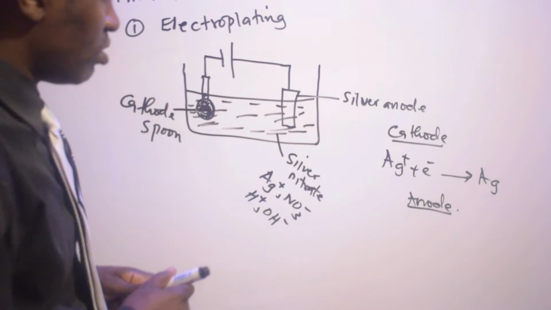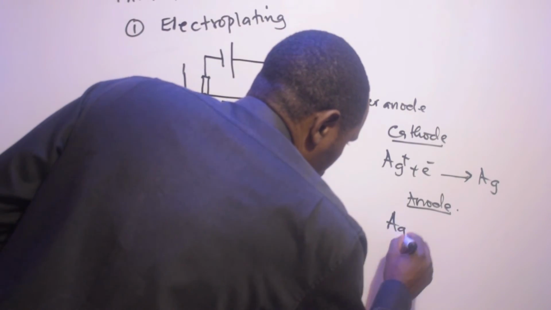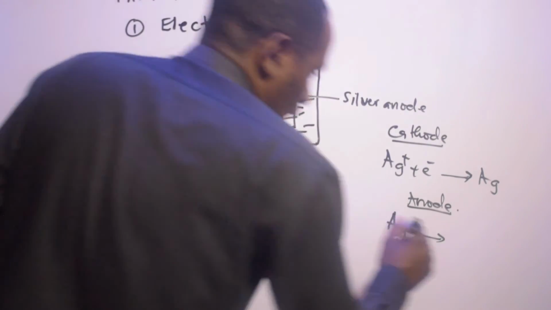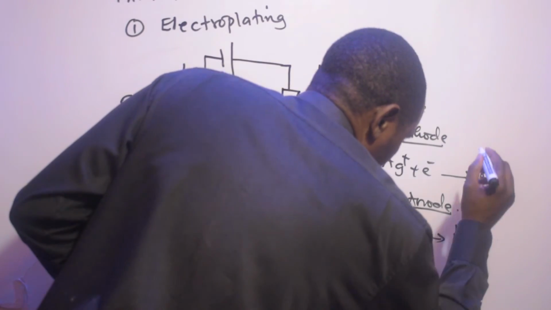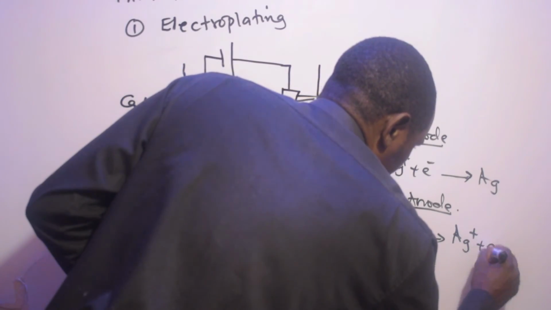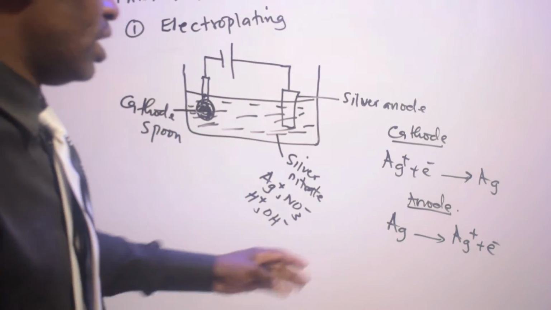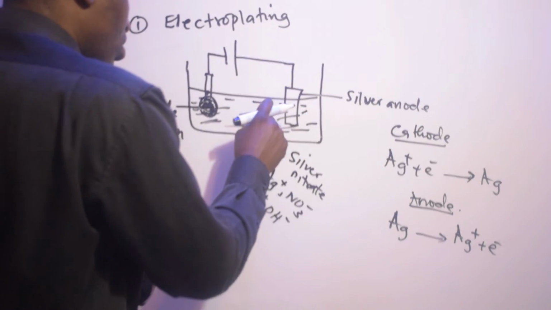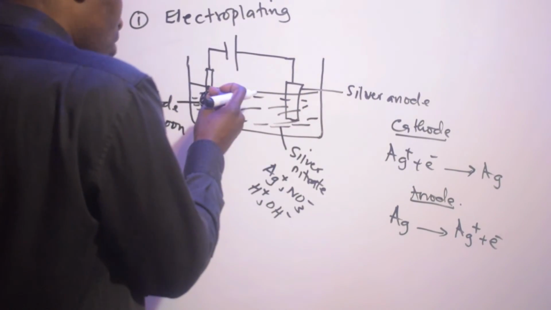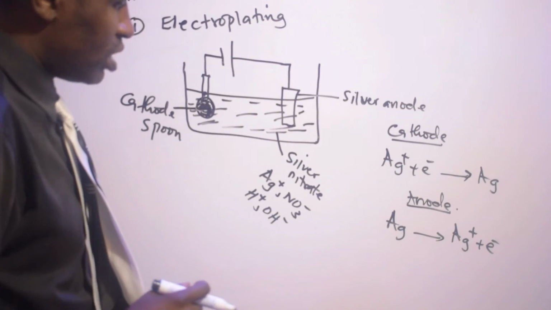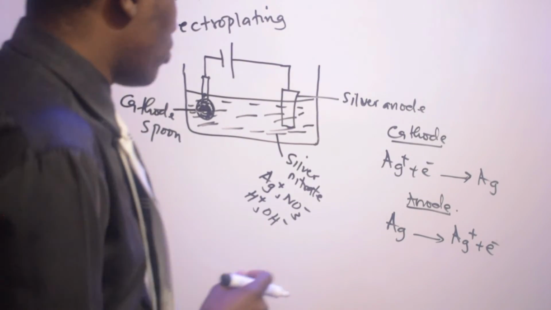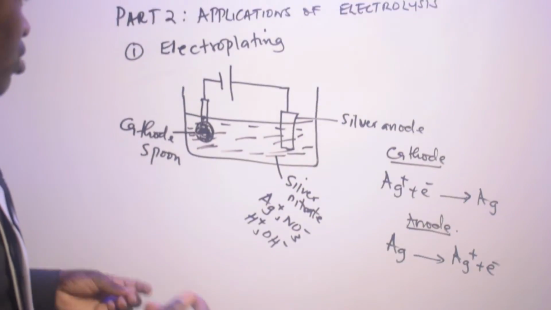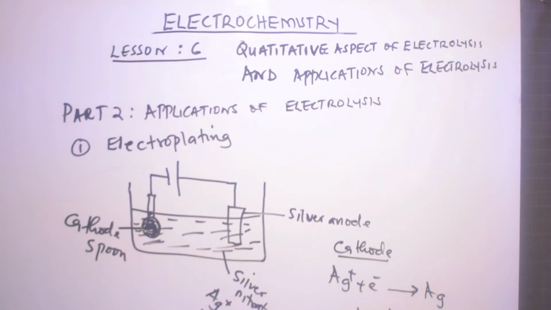So what will happen here at the anode, the silver will lose electrons. The silver will lose electrons. And as it loses electrons here, it will form silver ions, silver ions plus an electron. Now when the silver ions are released into the solution, they get to the cathode where they gain electrons and form the silver solid. That is what we're talking about. And therefore this summarizes what really happens during electroplating.